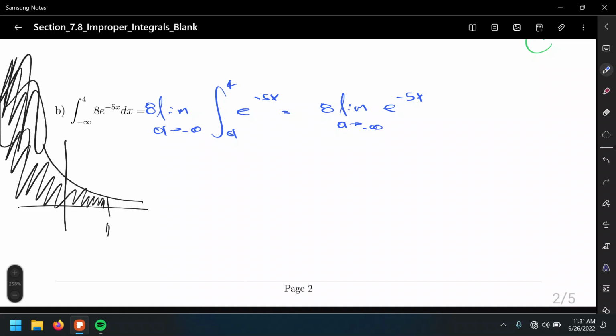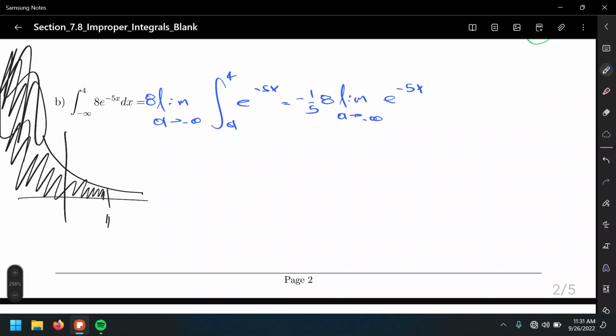and times 1/5, negative 1/5. If we were differentiating this, it would be times negative 5. But we're integrating, so negative 1/5. I'm going to write it outside of the integral. And that goes from a to 4. So negative 8/5 limit as a approaches negative infinity of e to the negative 5 times 4 minus e to the negative a.